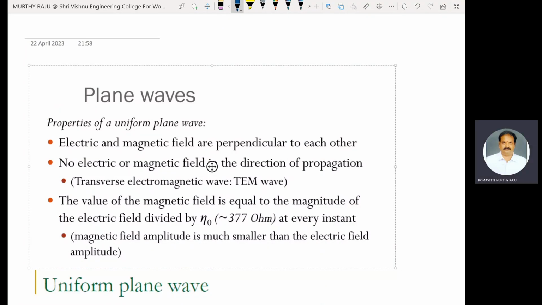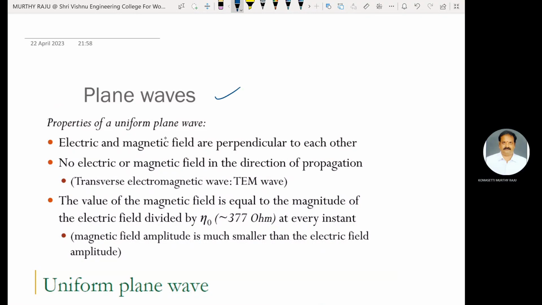In this video, I will explain the concept of plane waves, properties of a uniform plane wave. Electric and magnetic fields are perpendicular to each other. The electric field is represented by E bar, and the magnetic field intensity is represented by H bar. E bar and H bar are perpendicular to each other.